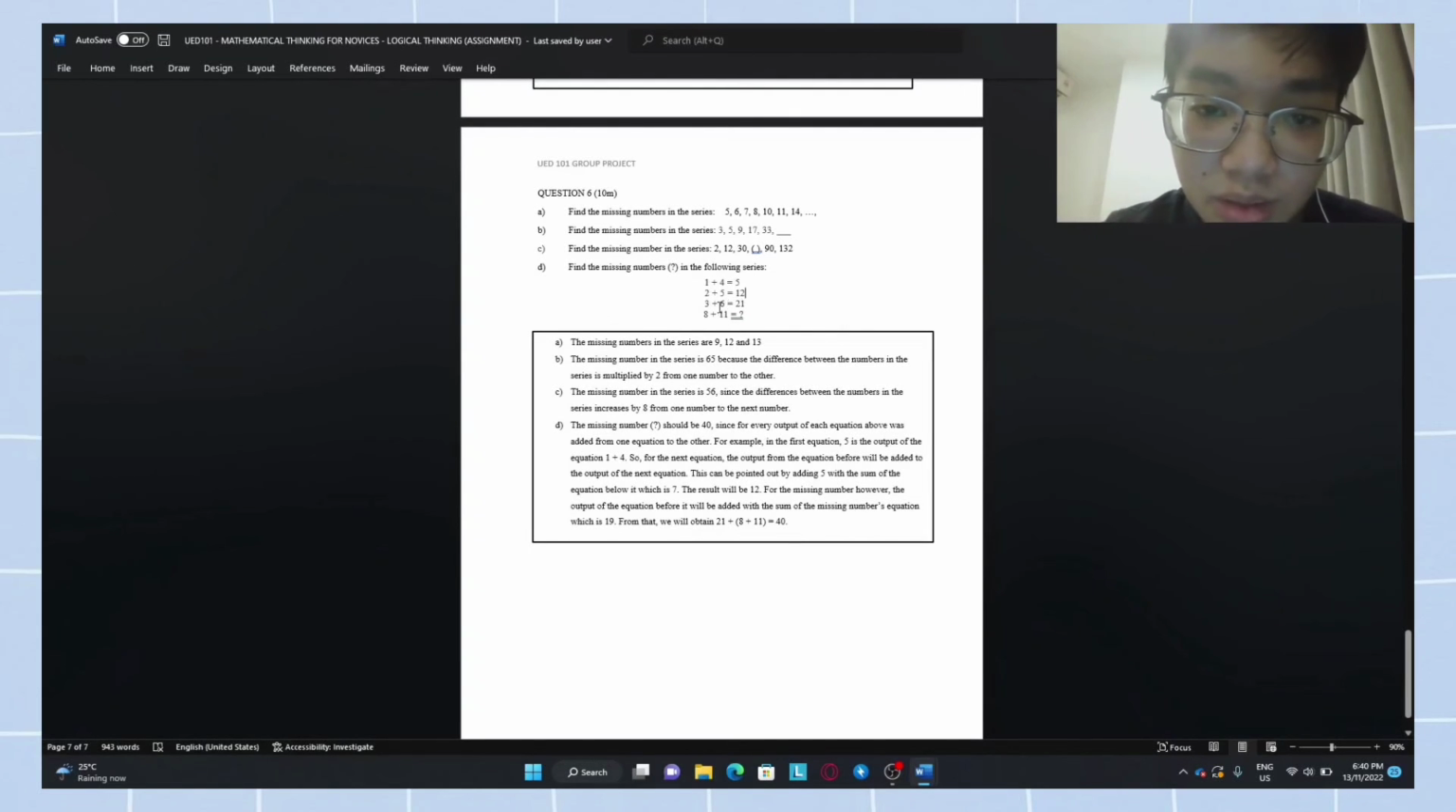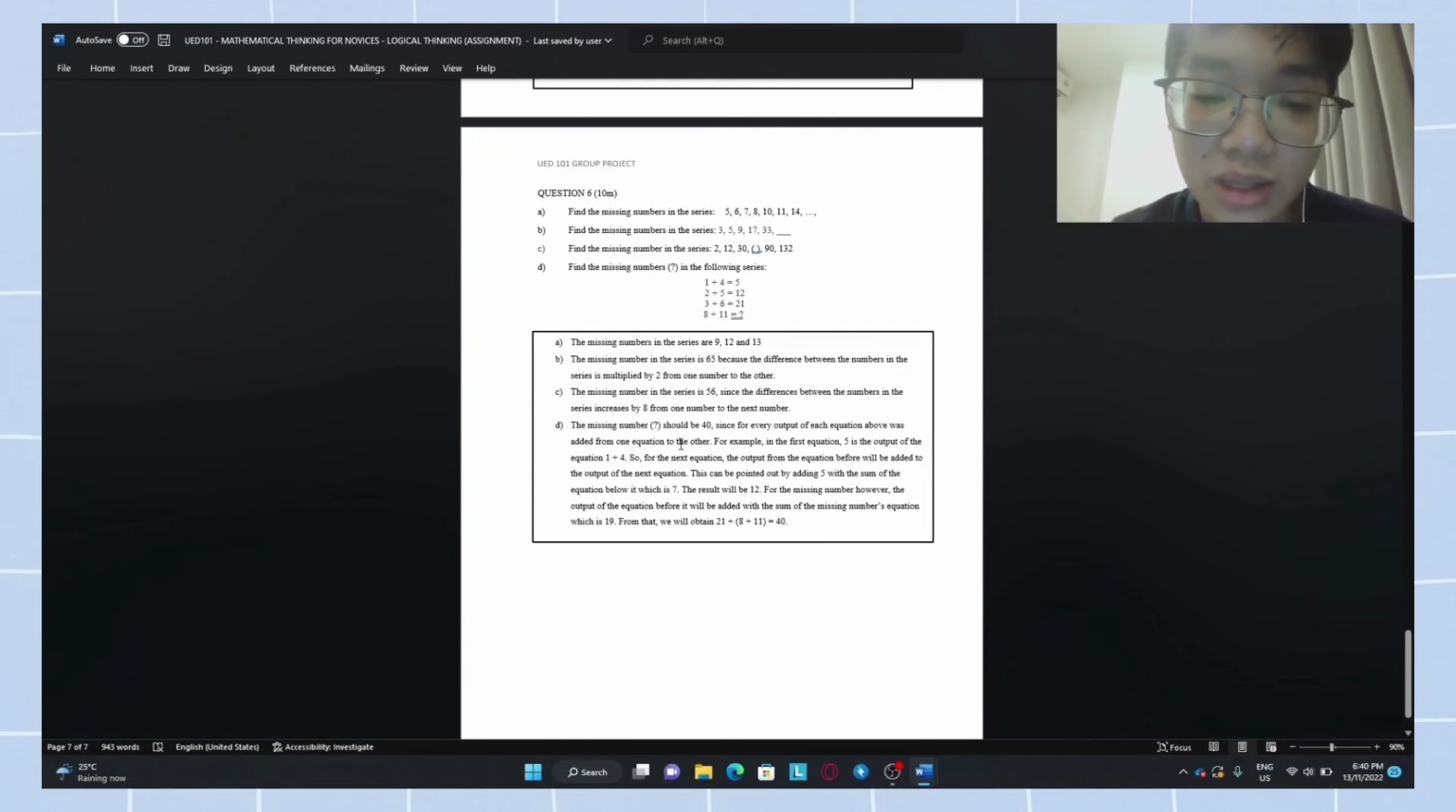Same goes for the third equation. 3 plus 6 equals 31. 3 plus 6 is actually 9. So 9 is added to 12 from the second equation. So when we reach the last equation, 8 plus 11, it should be 19. So 19 should be added with 21. We will get 40. So the missing number should be 40, since the output of each equation above was added from one equation to the other.